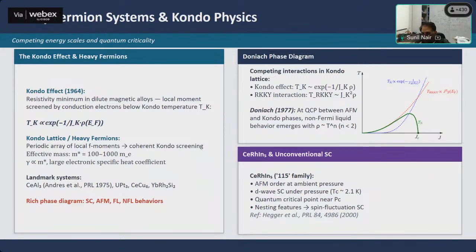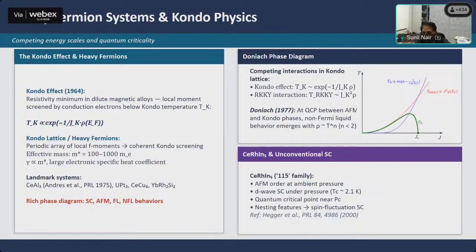Now, there have been over the years a large number of prototypical systems which have been important in the context of heavy fermions. For instance, CeAl3 was probably amongst the earliest. And then there are systems like CeCu2Si2, which turned out to be the first magnetic superconductor, albeit with a low transition temperature.